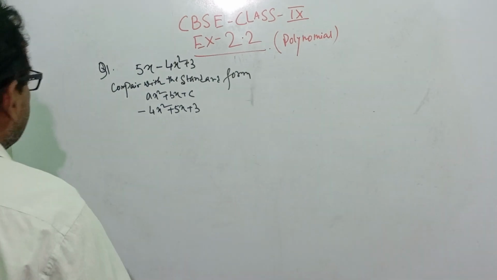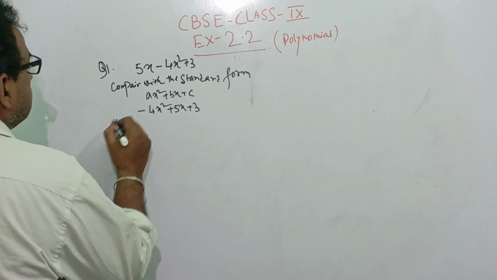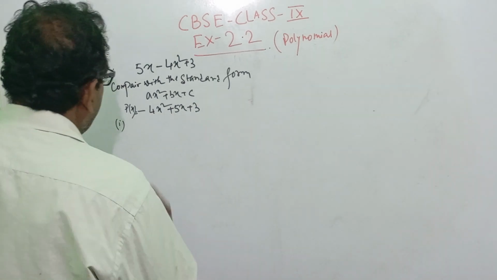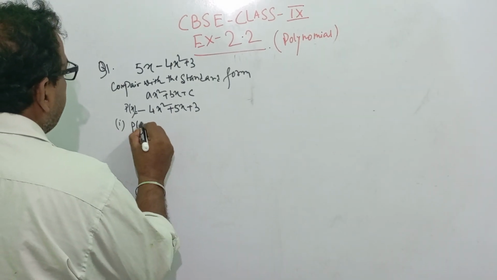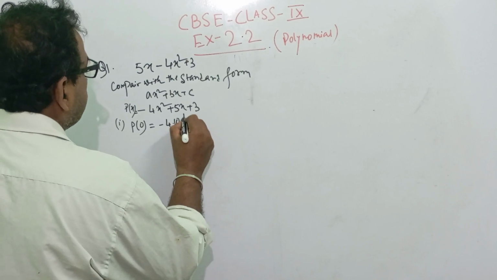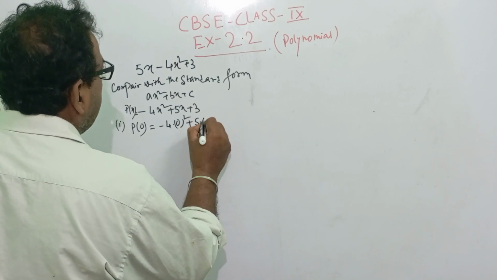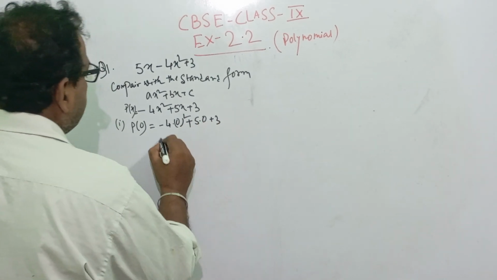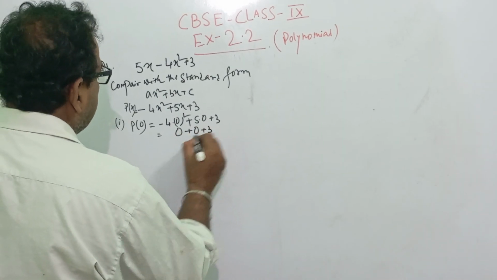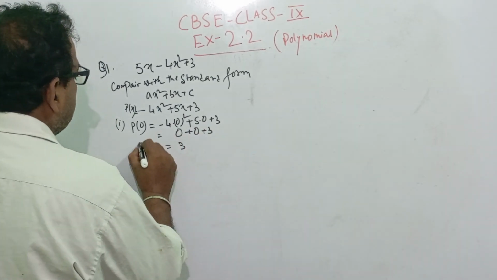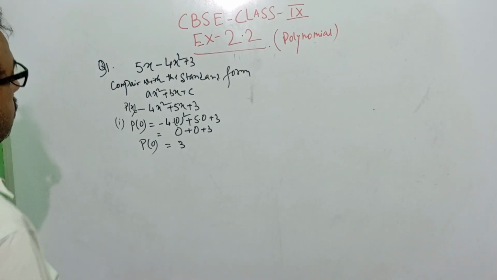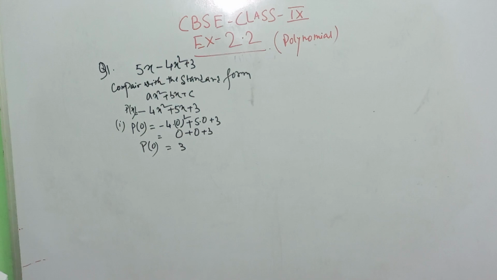Now first, p at x is equal to 0. That is minus 4 into 0 square plus 5 into 0 plus 3. This part is 0, this part is 0, this part is 3. That is 3. So the value at p0 is equal to 3.